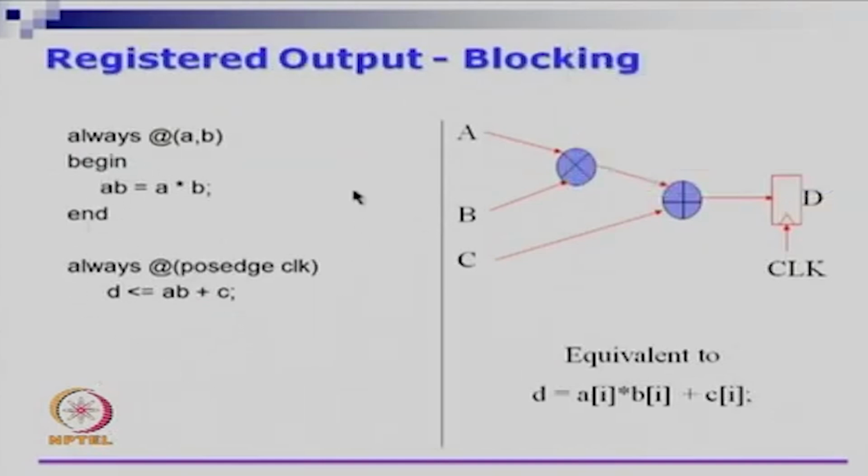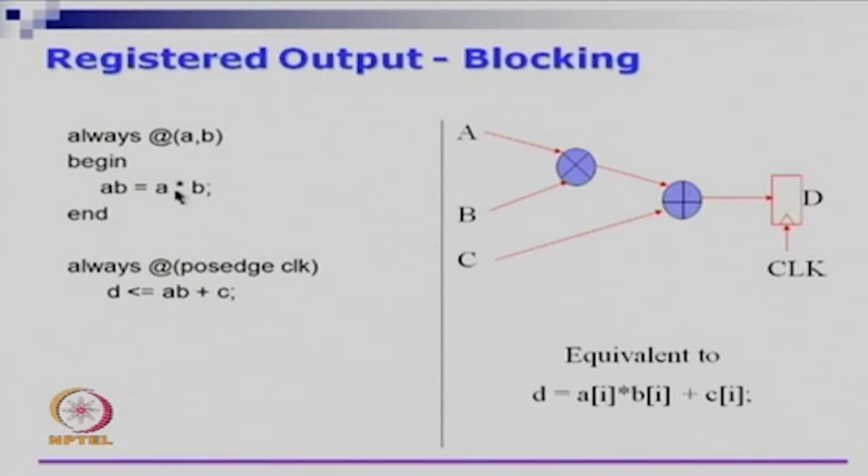Let's look at the thing on the left side. Always at A comma B, AB is A star B. Always at passage of clock, D is AB plus C. If you notice, A and B are inputs, and we did always at A comma B, which means any change in any of the bits of A comma B will result in this always block being triggered, which means if there is any change in input of the multiplier, there will be a change in the output of the multiplier.